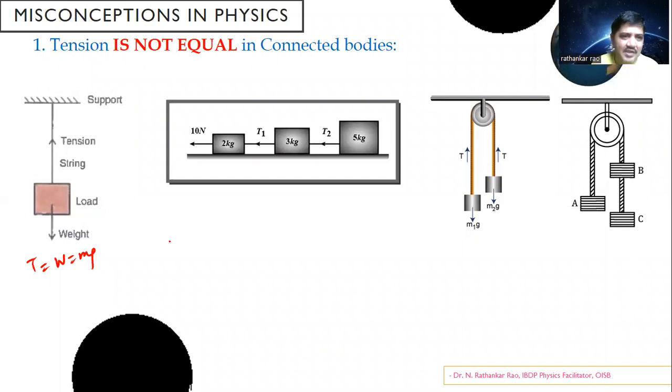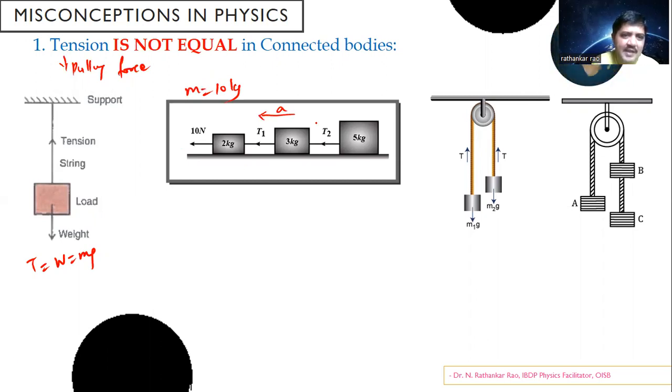What is tension? Tension is nothing but pulling force. Now how do I calculate the tension here? I'll go with the shortcut method for this situation. I have 2 kg, 3 kg, 5 kg. These strings do not have any mass. The total mass here is 5 plus 3, 8, plus 2, 10. Total mass here is 10 kg. And you see there is one force, 10 Newton, applied on this. As a result, all these objects are going in the same direction with the same acceleration.